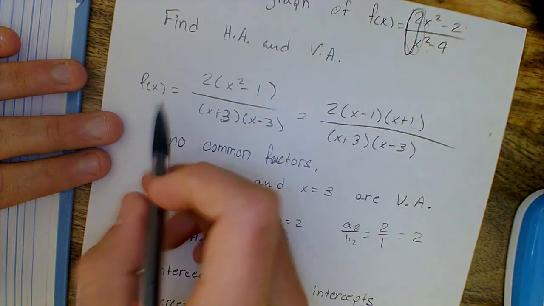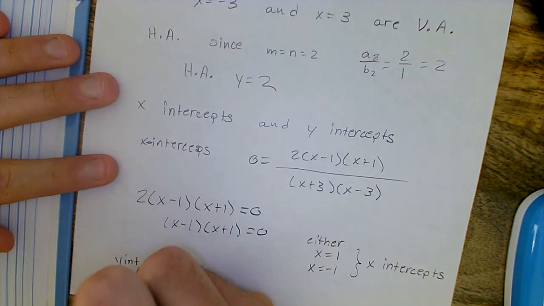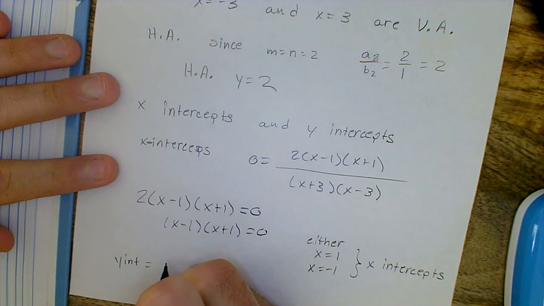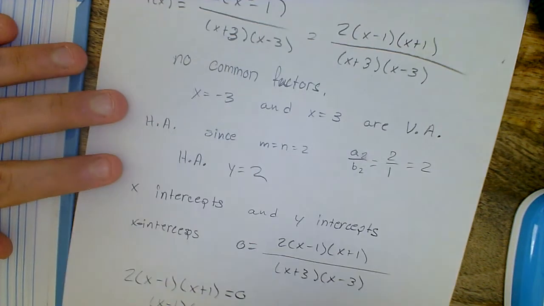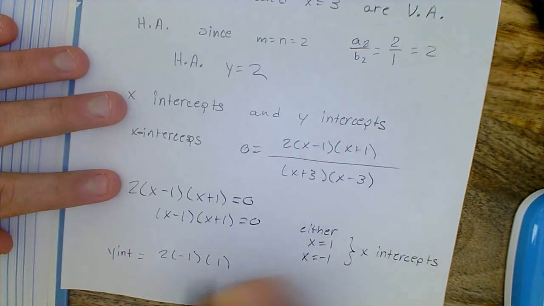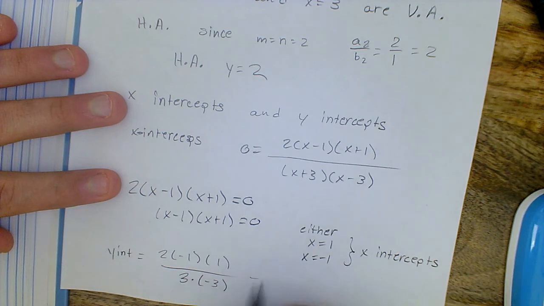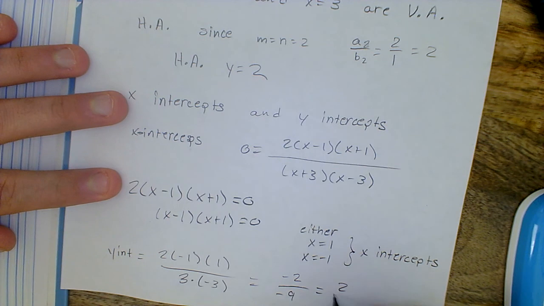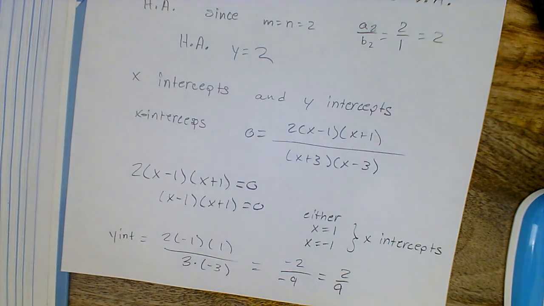Okay, so the y-intercept is found by setting x equal to 0. So the y-intercept is equal to 2 times -1 times +1 divided by 3 times -3, putting 0 in for x. So that's going to be -2 over -9, or +2 over +9. So that's the y-intercept.